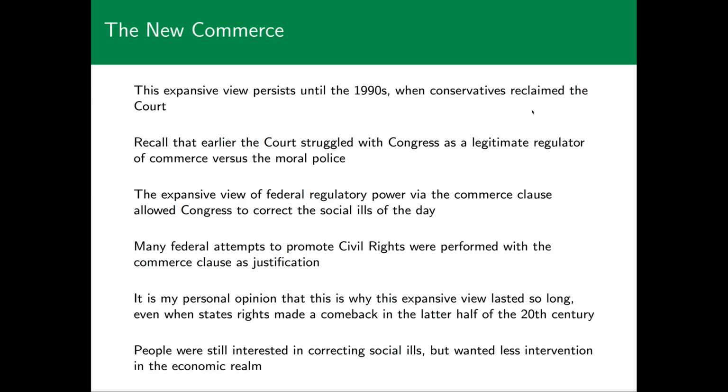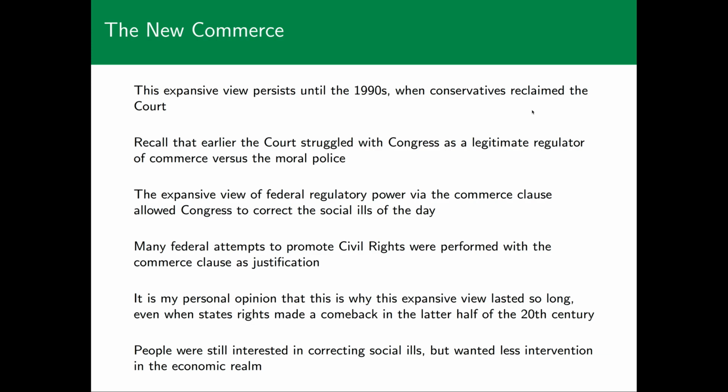My sense is that this expansive view of federal power via commerce persisted until the 1990s, even though the country didn't want economic regulations as much, because Congress was using the Commerce Clause to correct the social ills of the day, right? So there were a lot of civil rights acts that were struck down. The one that finally stuck, that we'll talk about in a couple of minutes, the Civil Rights Act of 1964. The logic behind that, or the authority behind that, is the Commerce Clause. So people were still interested in correcting these social ills, but they didn't want the economic interventions. So I think that's why the expansive view stuck around for so long.